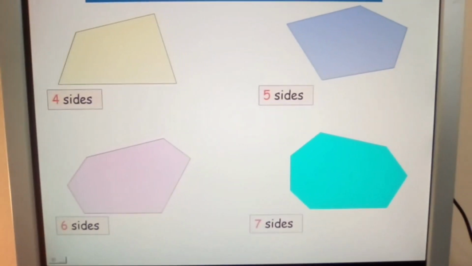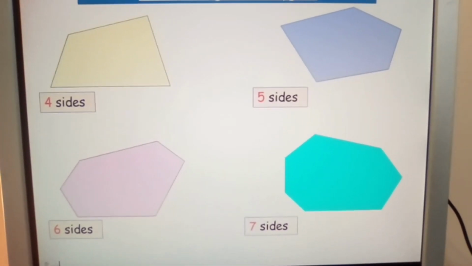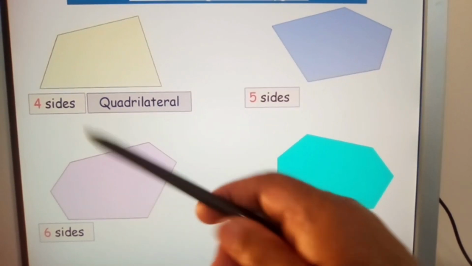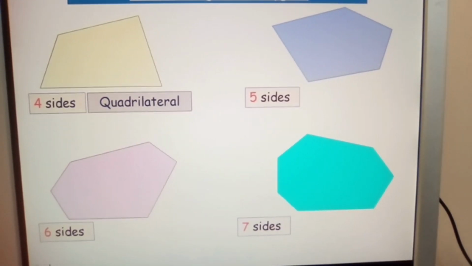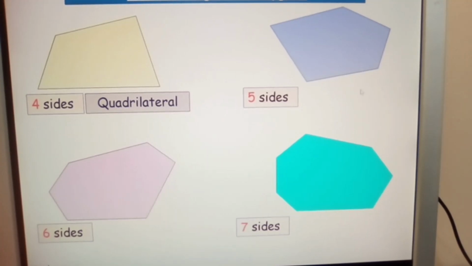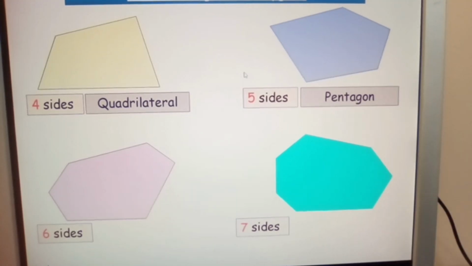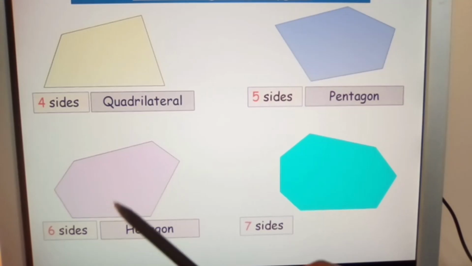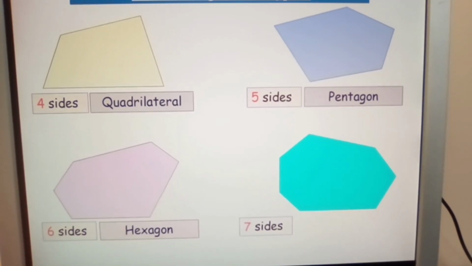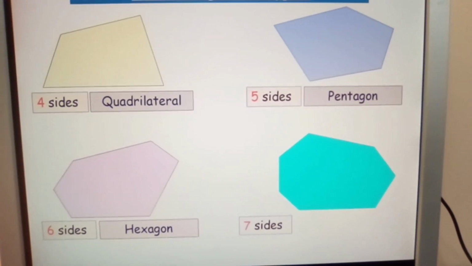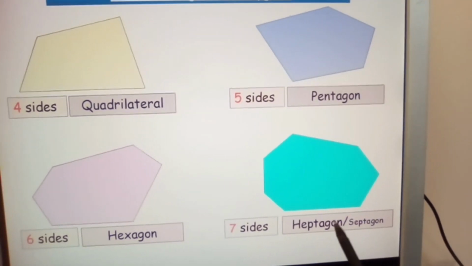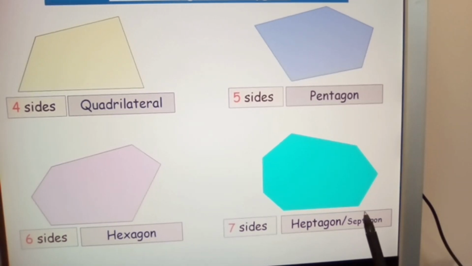This is called a quadrilateral. This is called a pentagon. This is called a hexagon. And this is called a heptagon or septagon.